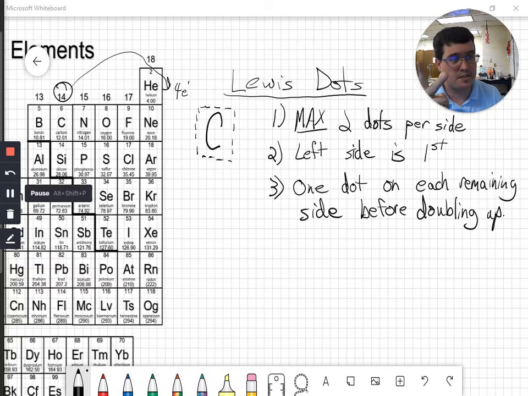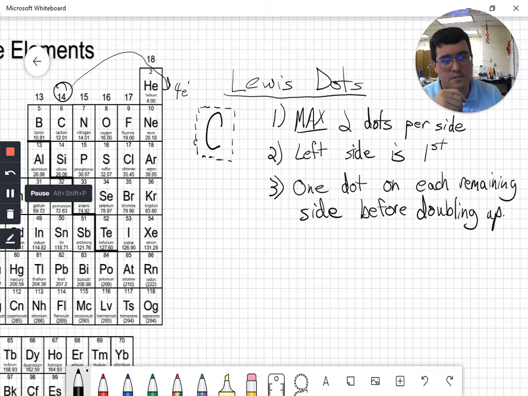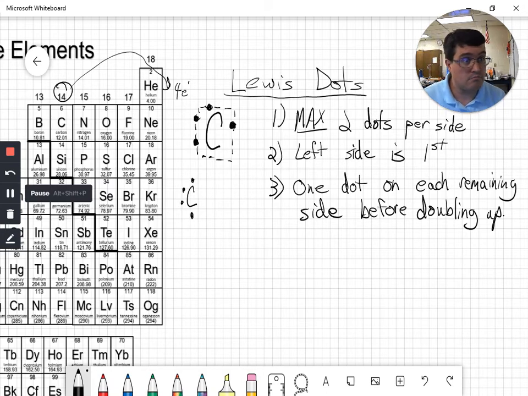So maximum of 2 dots per side. And we start with the left side first. So I'm going to put 2 dots on the left side of carbon. Now, on the other sides, I have to put 1 dot on each side before I can double any dots up. We'll only have 4 dots to put, so I put 2 on the left, 1 on the top, 1 on the right. Could you have also put 2 on the left, 1 on the top, and 1 on the bottom? Absolutely. Could you have also put 2 dots on the left, 1 on the right, and 1 on the bottom? Absolutely. Any of these 3 all mean the same thing.